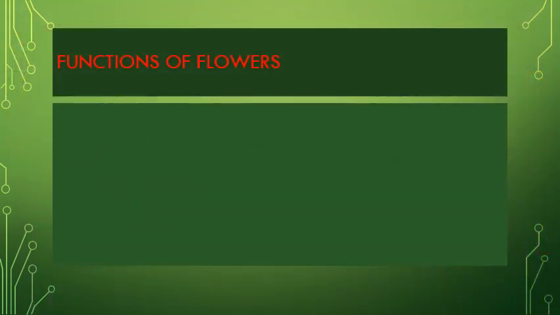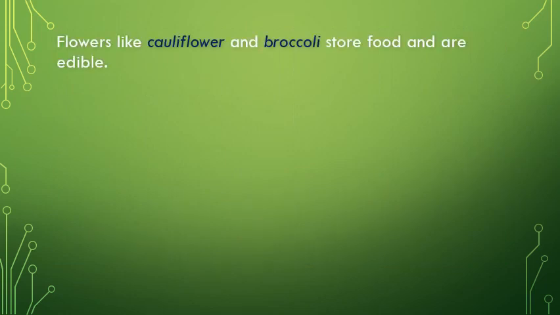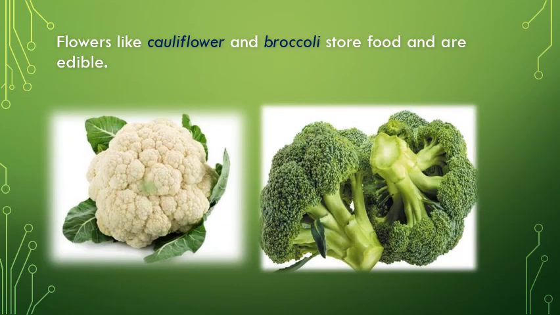Now, let us discuss the functions of flowers. A flower grows into a fruit. Flowers like cauliflower and broccoli store food and are edible.